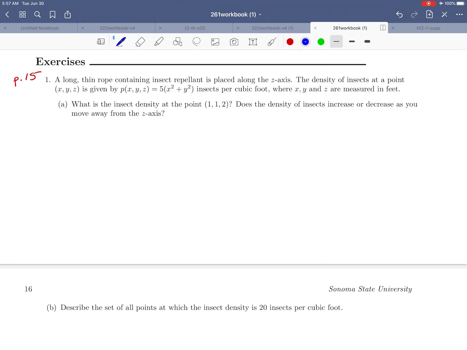A long thin rope containing insect repellent is placed along the z-axis. The density of insects at a point x, y, z is given by the formula p of x, y, z equals 5 times x squared plus y squared, insects per cubic foot, and x, y, and z are distances measured in feet. So let's draw a picture of this.